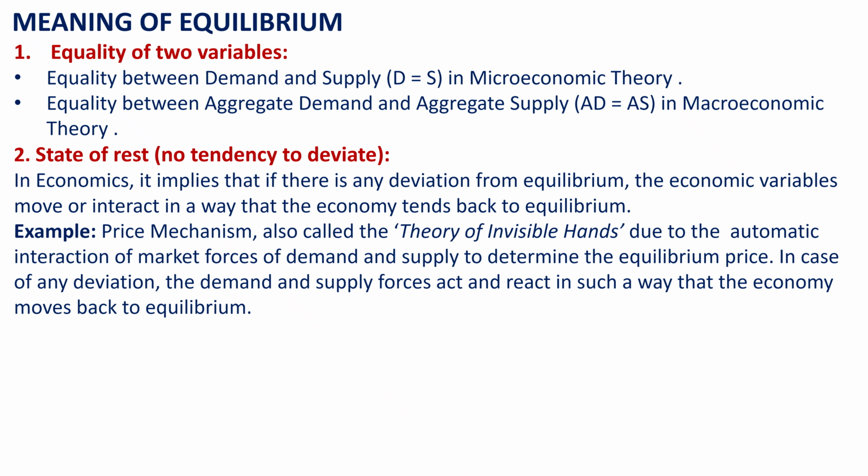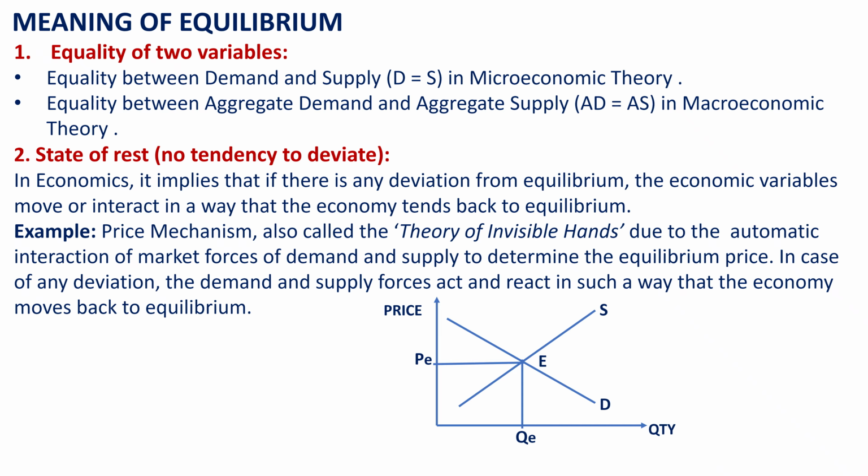A classic example of this is the price mechanism, which is also called the theory of invisible hands, due to the automatic interaction of the forces of demand and supply to determine the equilibrium price. In case of any deviation, demand and supply forces act and react in such a way that the economy tends back to equilibrium. This is the familiar diagram of the price mechanism.